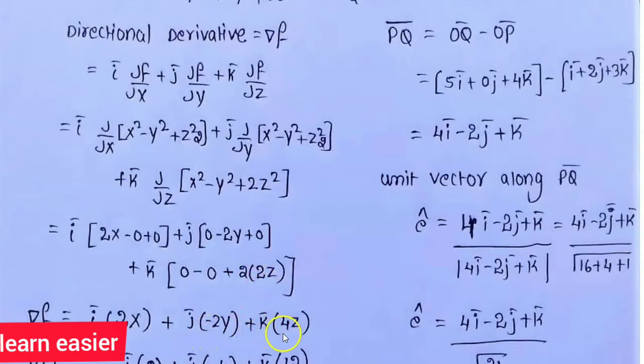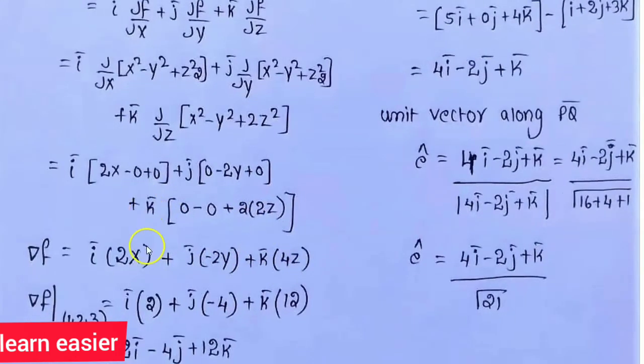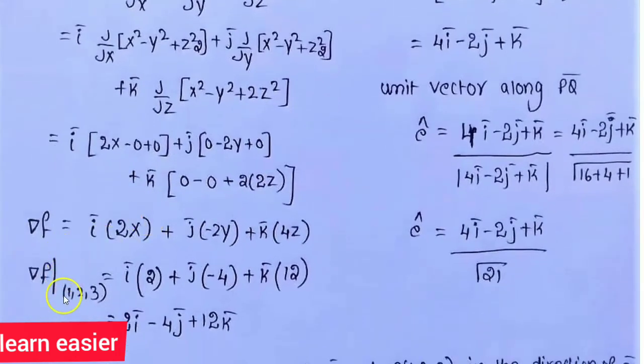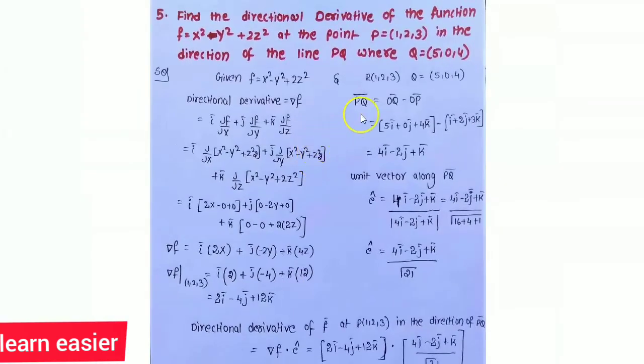Now we have to find del f at the point 1 comma 2 comma 3. After substituting x as 1, 2 into 1 is 2, and y is 2, so minus 2 into 2 is minus 4, and for 4z, z is 3, so 4 threes are 12. So now we have 2i bar minus 4j bar plus 12k bar. So we found del f at this point.